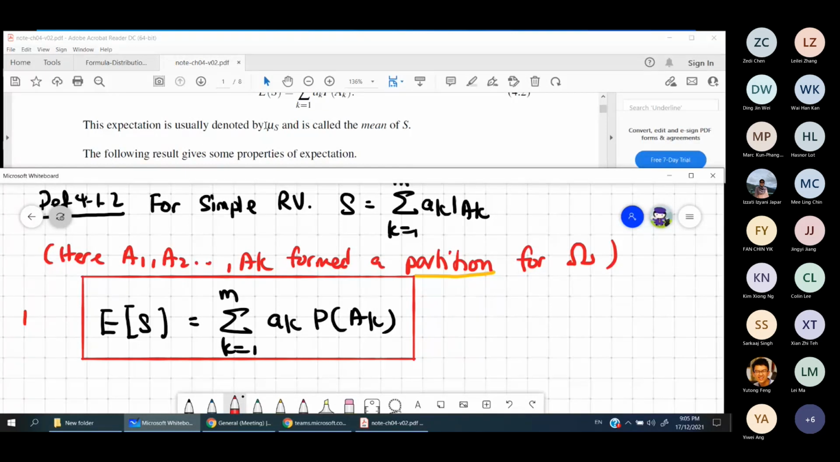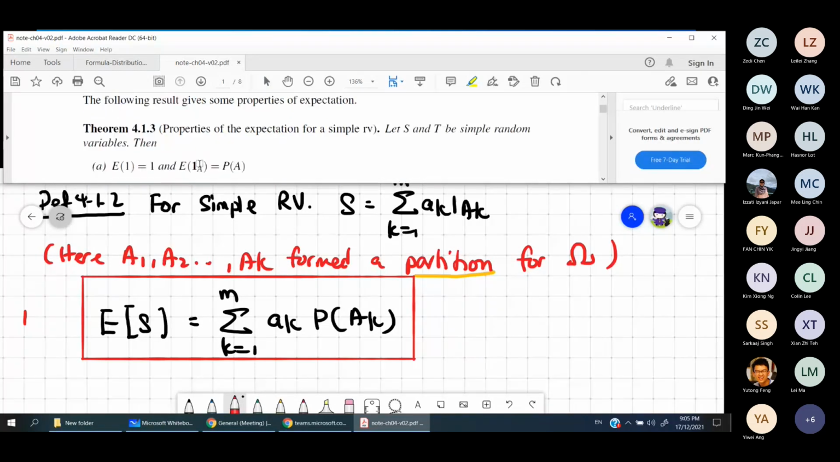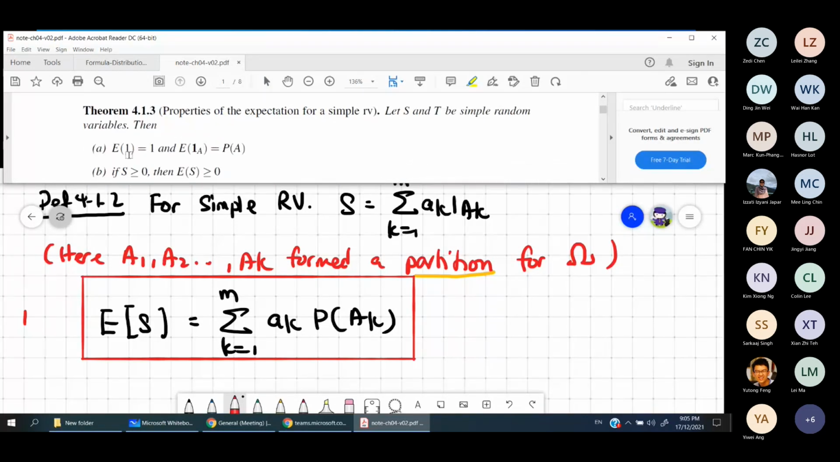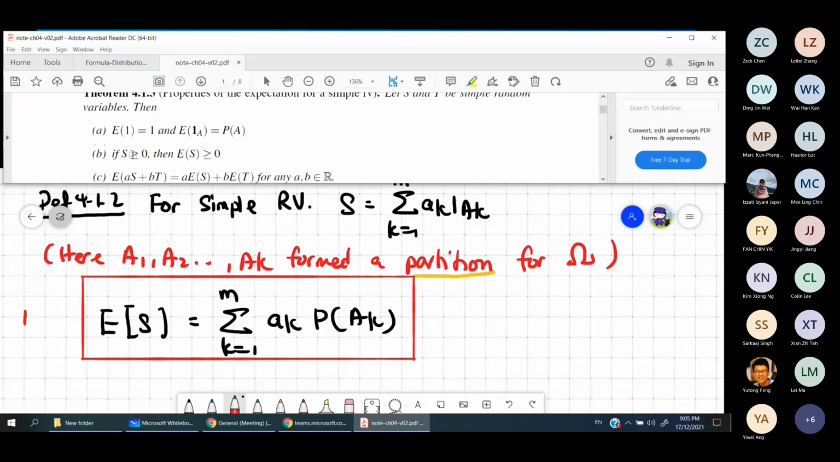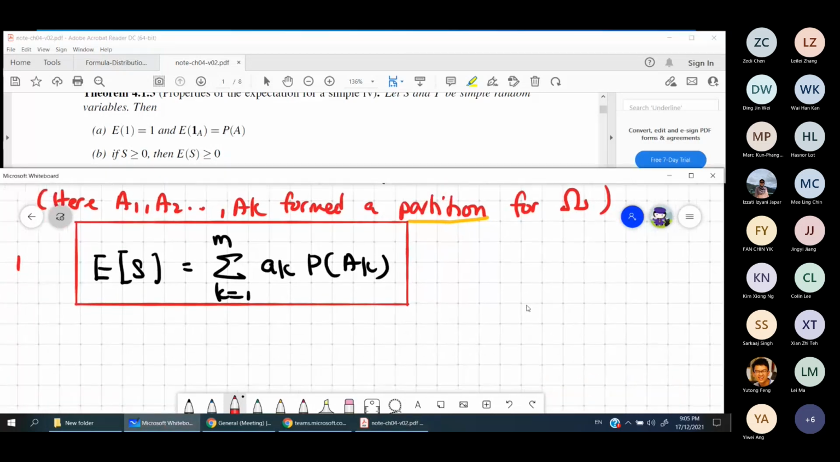We always use the symbol mu to represent this expectation value. Okay, so next, this is quite straightforward. E of the indicator 1_A equals P of A. I think this is quite clear. Just to verify this. 4.1.3.